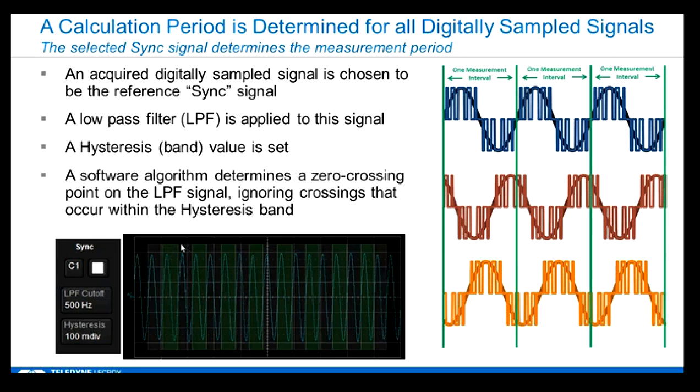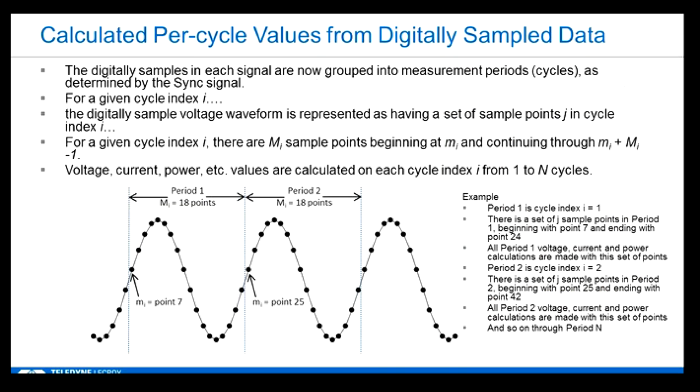There's a greenish, then a purplish, and a greenish and a purplish alternating. That basically is showing the period that we're defining based on this information we set right here. So that helps us understand our zero crossing and our period detection for our power calculations. And once we know where all the periods are on all the digitally sampled waveforms, then we can group the points into period 1, period 2, etc., and we can apply some calculations.